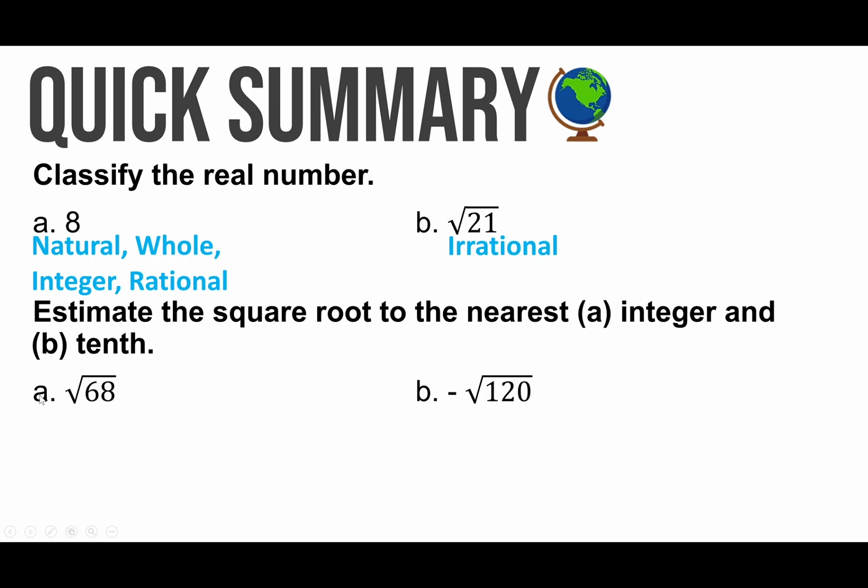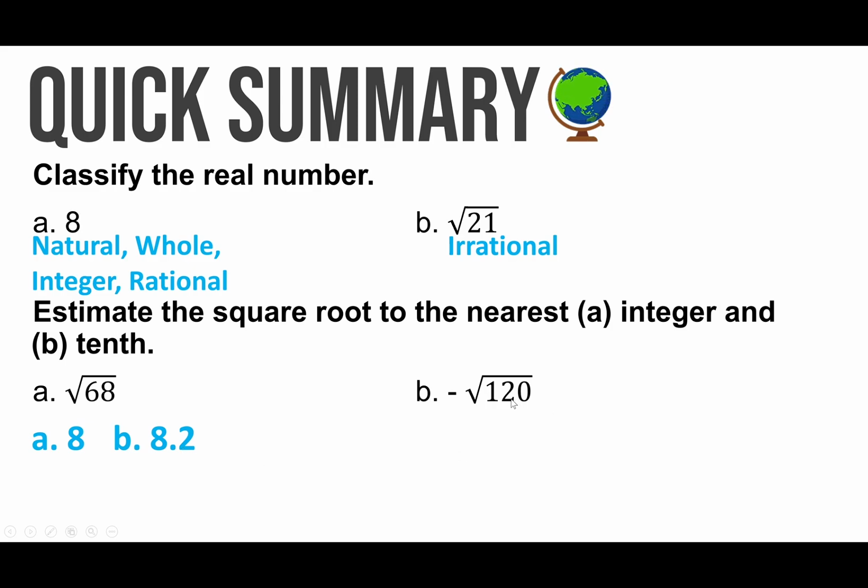Take a look at letter A right here. So we're going to estimate the square roots. Same thing. You have the square root of 68. What's that very close to? Oh yeah, the square root of 64. So the square root of 64, that's going to be 8 times 8, right? So my answer is going to be a little bit bigger than 8, slightly bigger. So you can say 8 is the nearest integer, and then to the nearest tenth is 8.2.